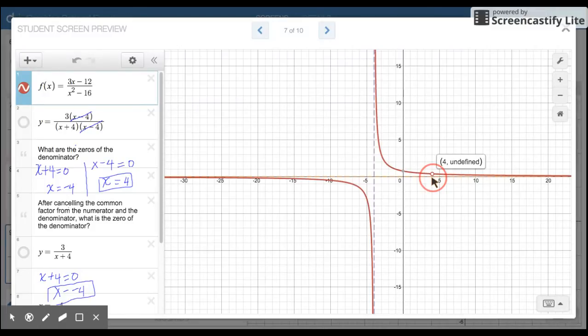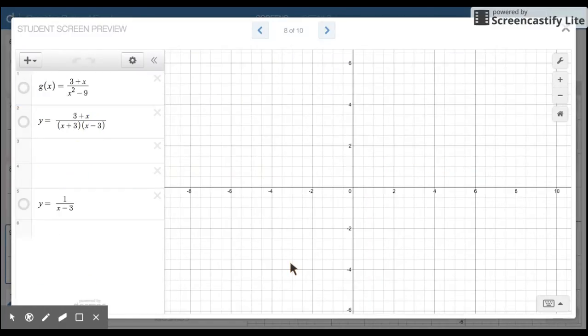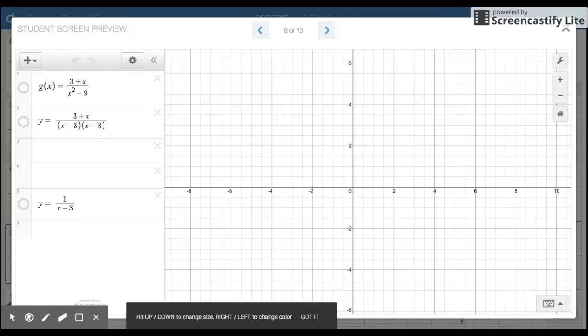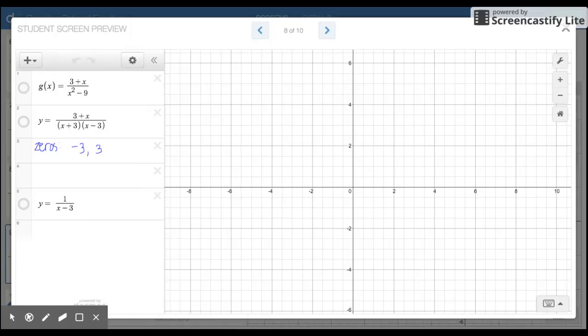Can we make conclusions about this? Now let's graph g of x. So the first thing we want to do is to factor the numerator and denominator. The numerator cannot be factored anymore, but the denominator, since it's a difference of two squares, becomes x plus 3 times x minus 3. So again, let's find the zeros of the denominator. So that's going to be negative 3 and positive 3. Now we cancel. We can cancel 3 plus x and x plus 3, and therefore the simplest form is y equals 1 over x minus 3.